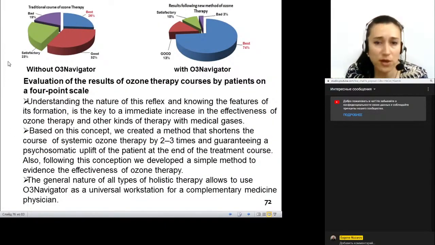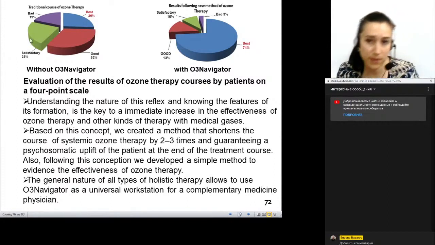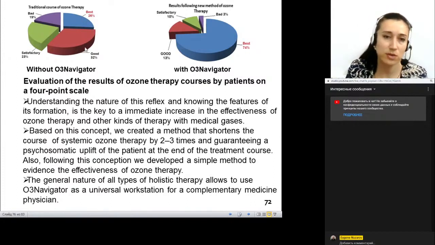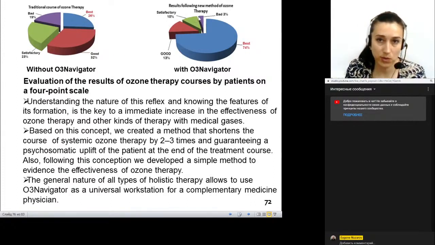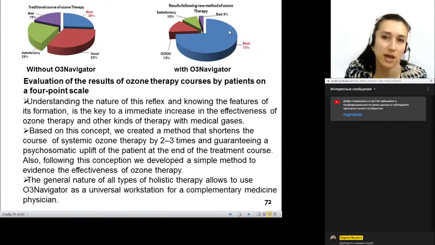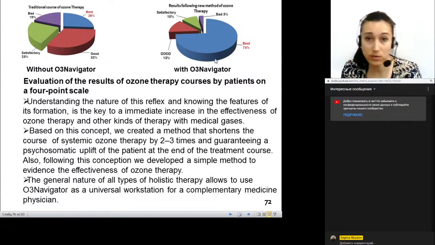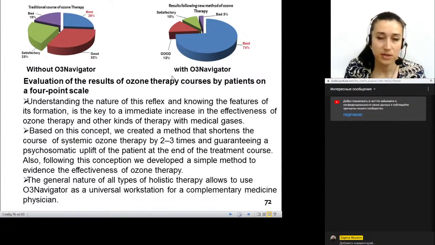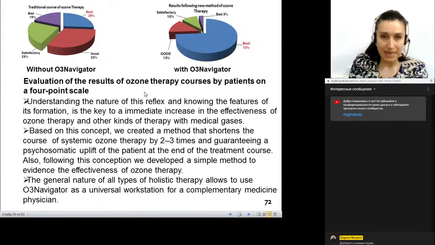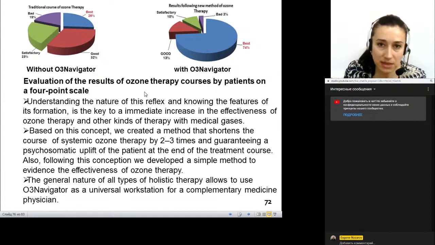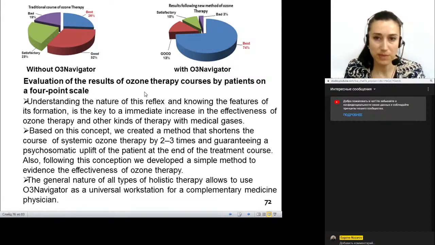So, evaluation of the results of ozone therapy courses by patients on a 4-point scale. You can see now the difference between how we work with O3 Navigator and without it. You can see it on the graph. So understanding the nature of this reflex and knowing the features of its formation is the key to an immediate increase in the effectiveness of ozone therapy and other kinds of therapy with medical gases.